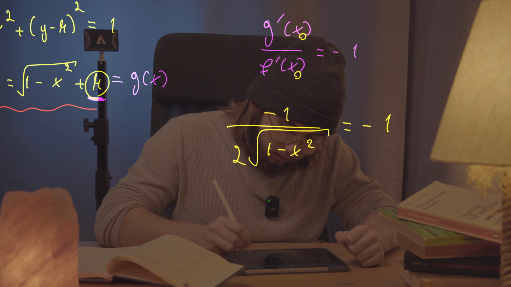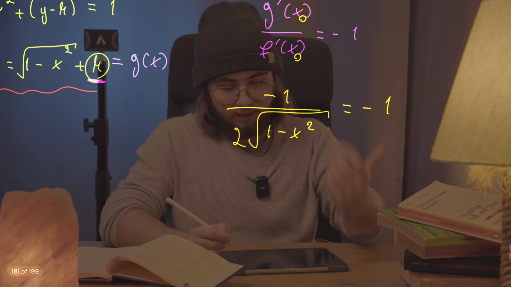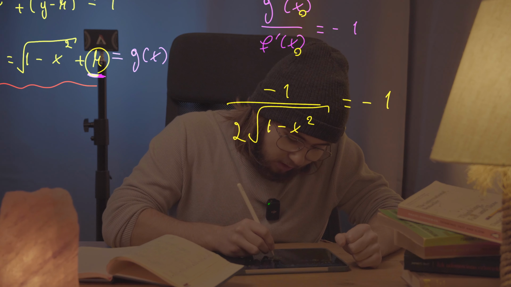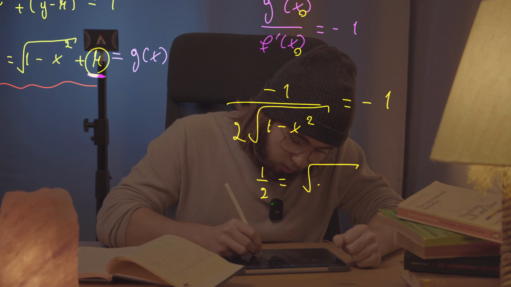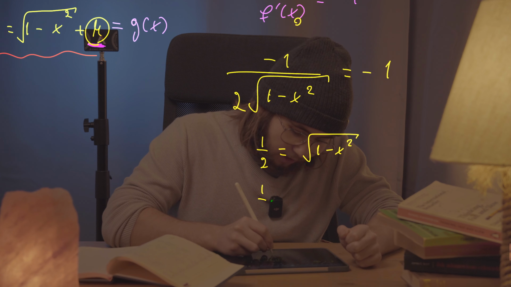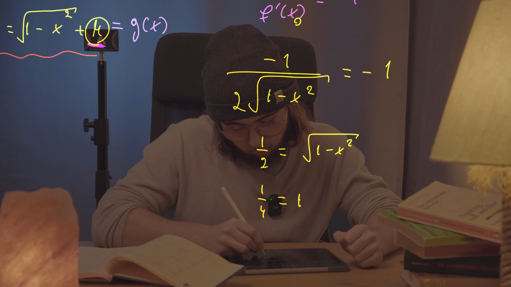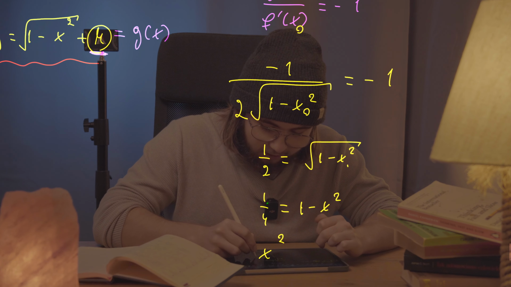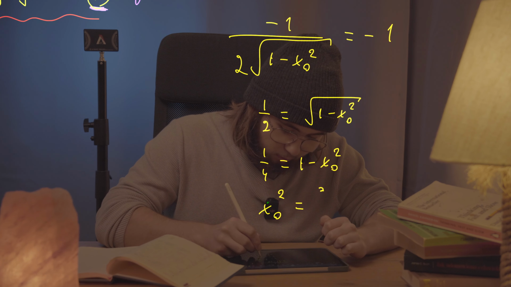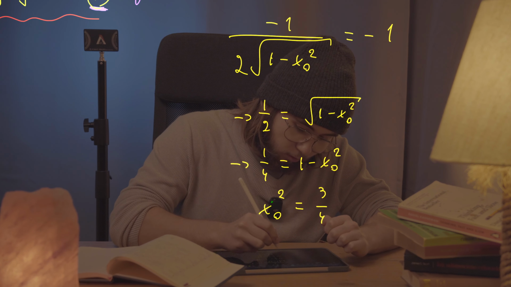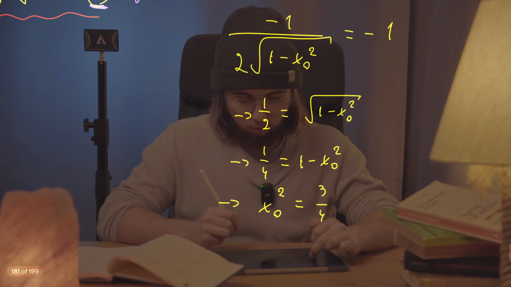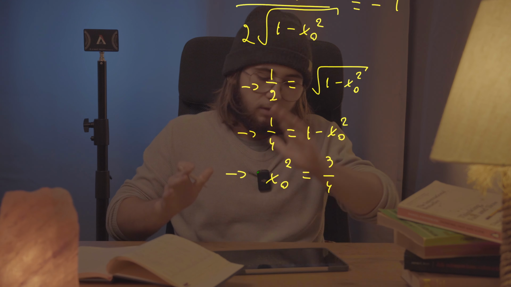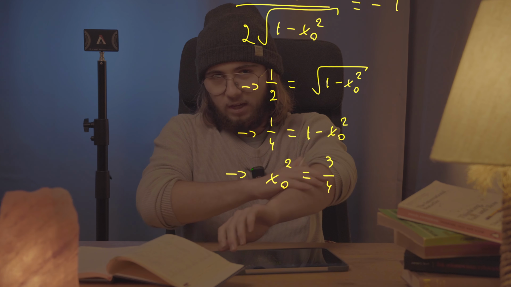So this thing will be equal to -1, but now just multiplying through by -1 and then by the square root of 1 minus x squared, is going to give me that a half is equal to the square root of 1 minus x squared, and then it means that 1/4 is equal to 1 minus x squared, but it means that x0 squared is equal to 3/4. I also will put those arrows here so you know what comes from what. So we know that x0 squared is equal to 3/4. I'm not even calculating x0, just its square, because I'm not going to really need it.